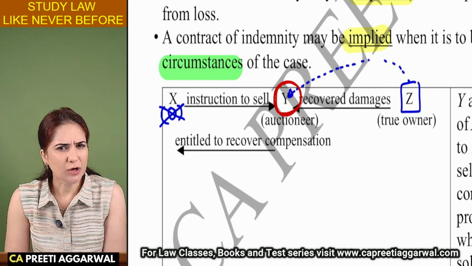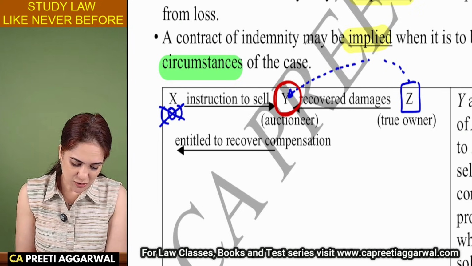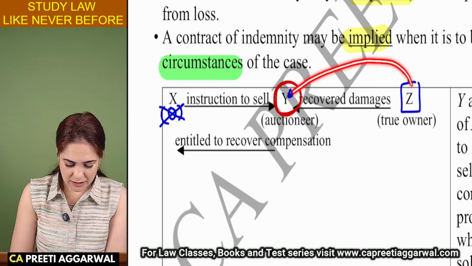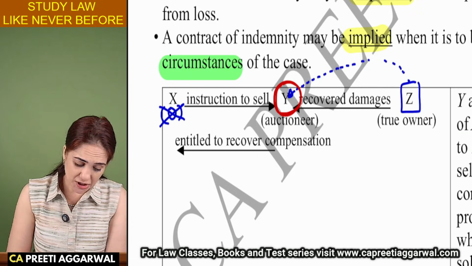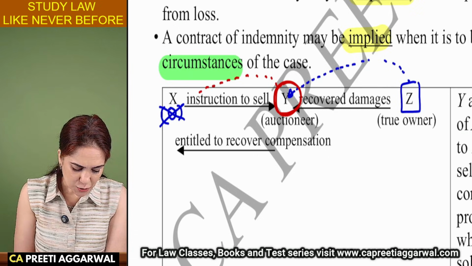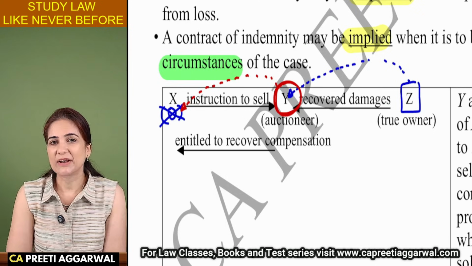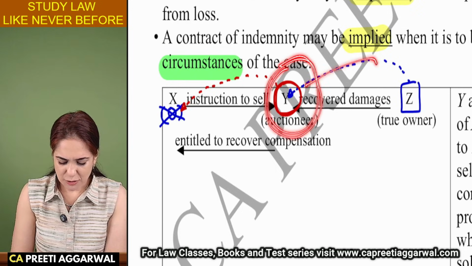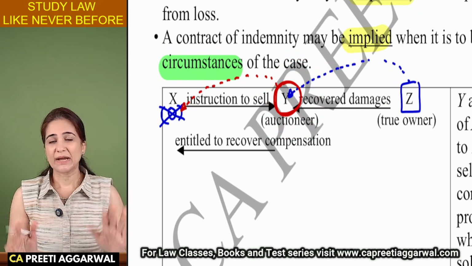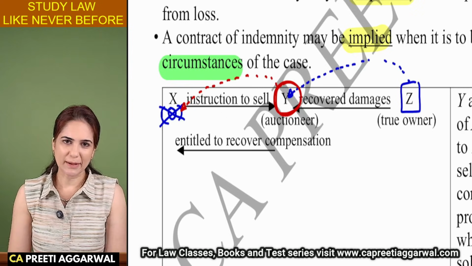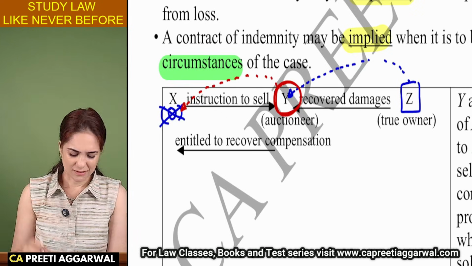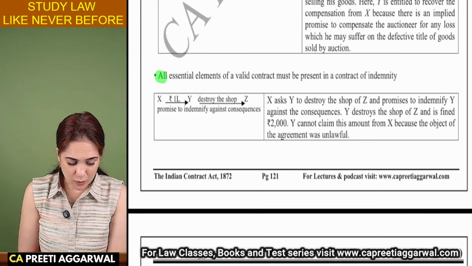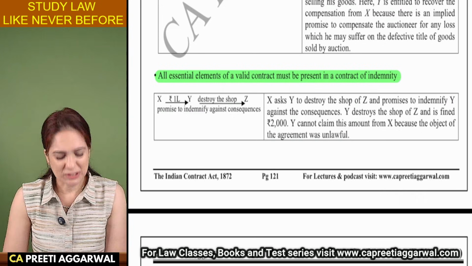Now, is it the fault of the auctioneer? No. X was not the owner. This fact was not known to the auctioneer. Z, the true owner, claimed compensation from the auctioneer. The auctioneer will pay, but he is entitled to claim that from X. X will have to compensate Y for whatever damages Y has paid to the true owner. This is understood. It is an implied contract of indemnity. Since it is a contract of indemnity, all the essential elements of a valid contract must be present.